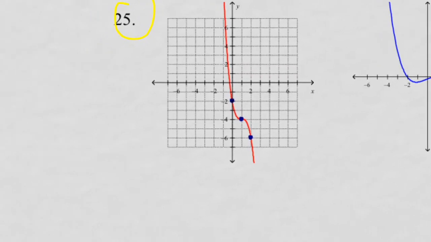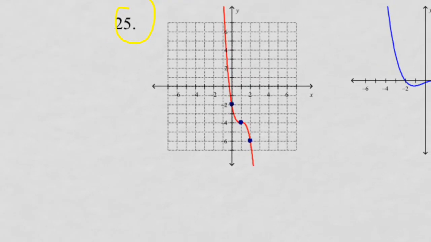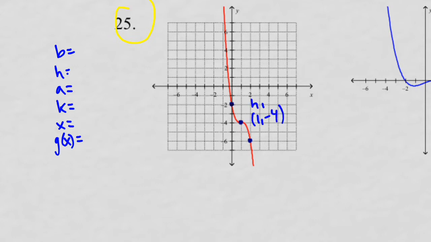But we're going to solve it the same way we solved the other ones, by finding B, H, A, and K. B, H, A, K, X, G of X. Same thing. In this case, you're looking for the point of symmetry right there. That is your HK. So that is +1, -4. That's HK. So H is 1, K is -4.